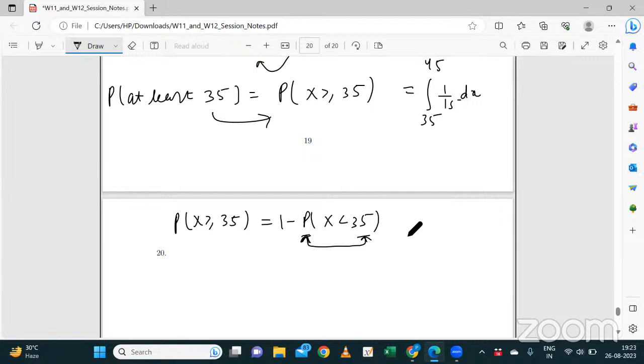Now we have 1 minus F of 35, and B minus A. This is the CDF, right? And in case of C, this is F of x. So this is nothing but the probability that capital X is less than or equal to small x, right?